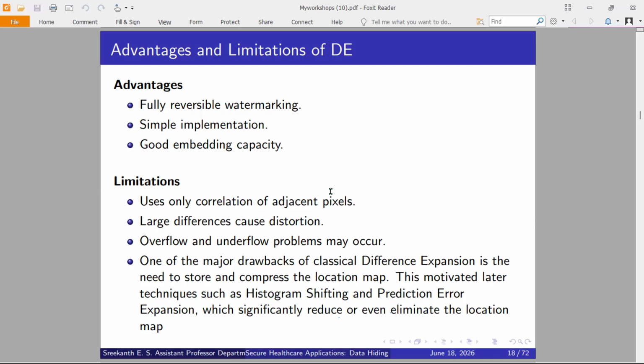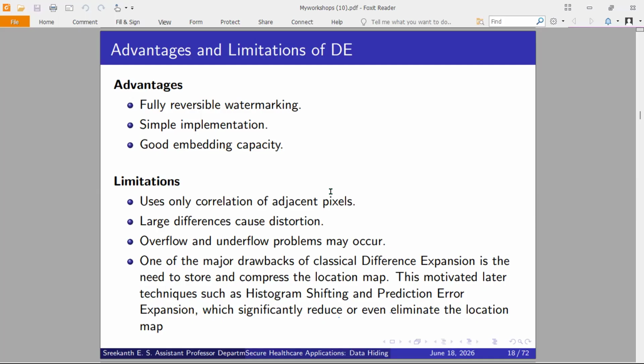Such pixels should be explicitly indicated using a location map. Some location map you need to keep for managing or identifying those pixel pairs that cannot be used for embedding by the sender.